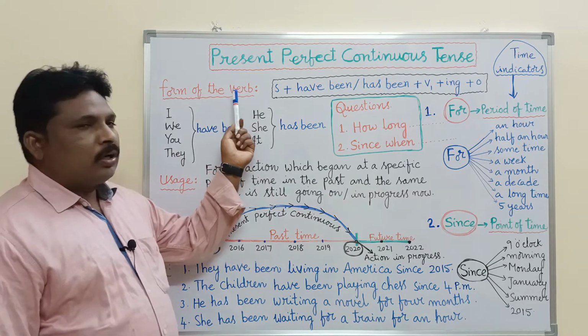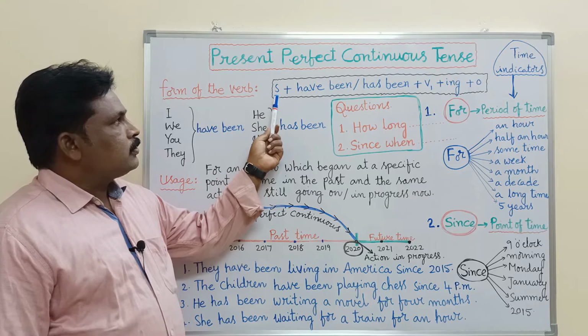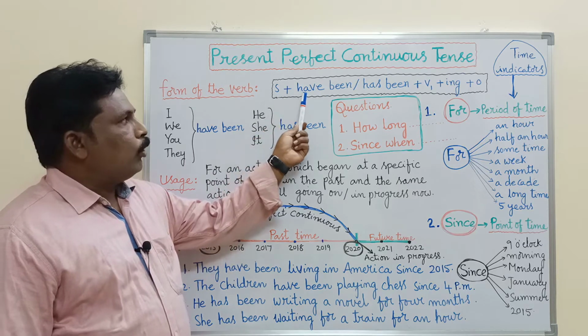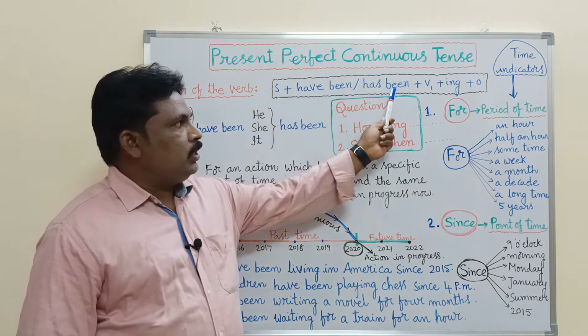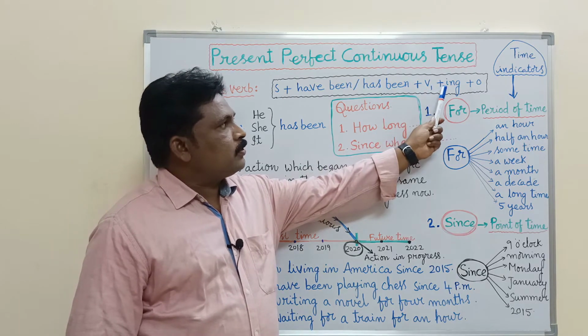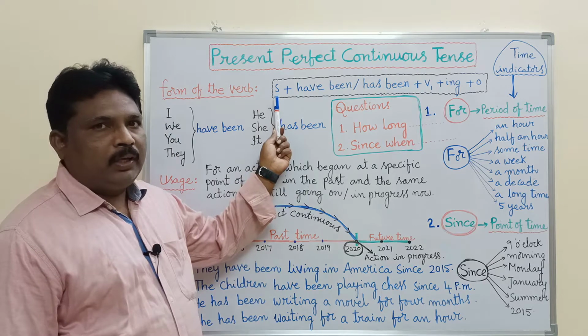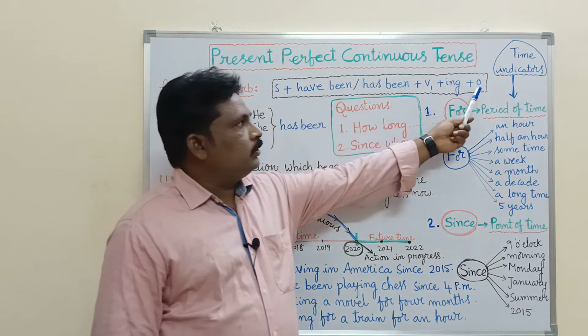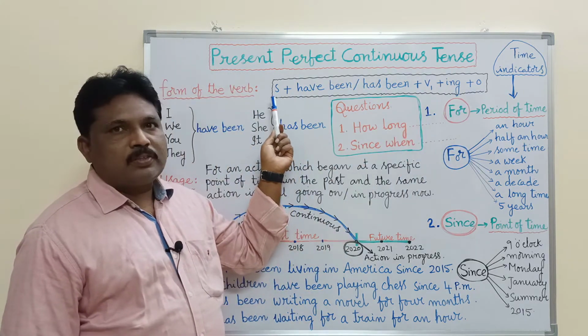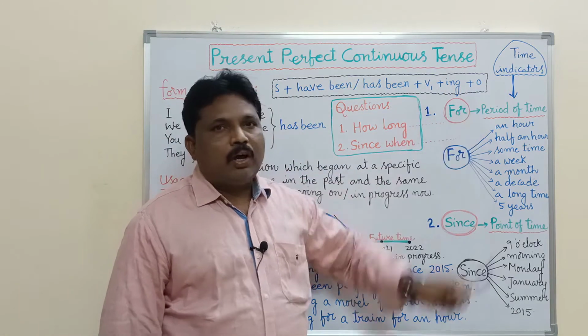Its structure or the form of the verb is subject plus have been or has been plus V1 plus ing form plus object. See, at the beginning I have placed S, at the end O. S stands for subject, O stands for object.